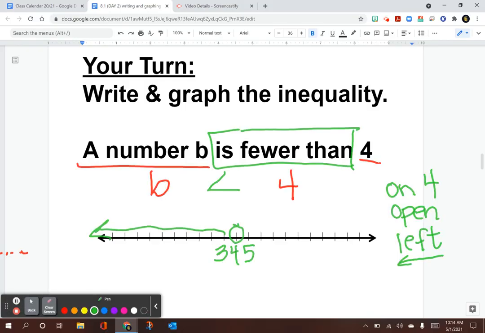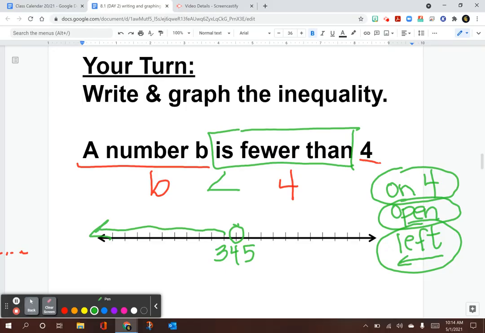Well, your inequality should have been written as your variable B and then the less than sign, because if something is fewer, that's just a fancy way of saying it's less. Your graph would have started on the number 4, leave your circle open, and head to the left where the less numbers live.